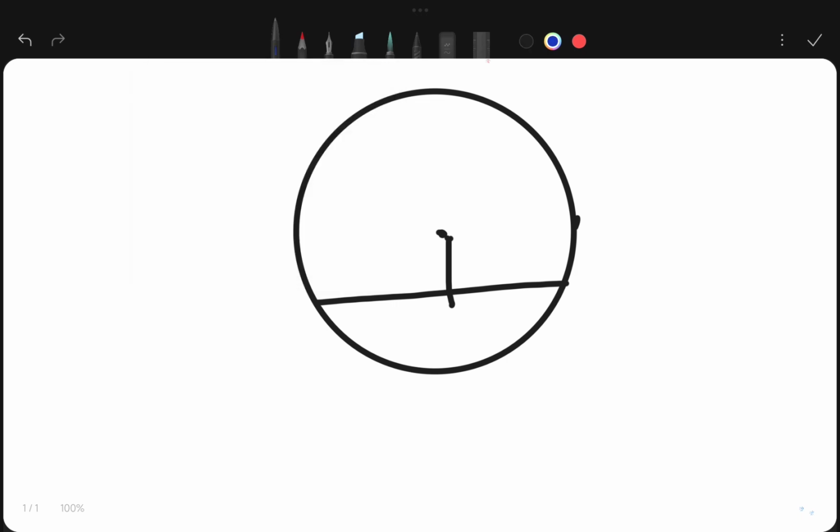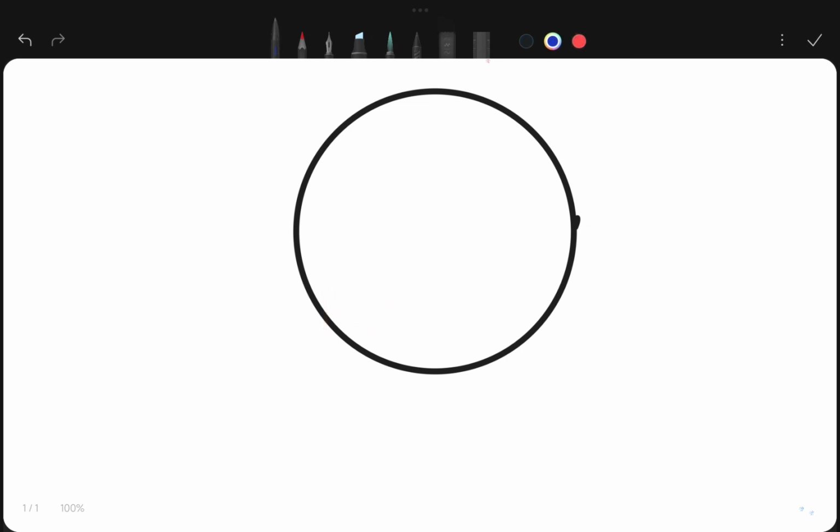So what perpendicular means is that if this forms a 90-degree angle with the chord, that means the length from here to here and the length from here to here are both equal. All right, super simple. Let's move on to our next one.